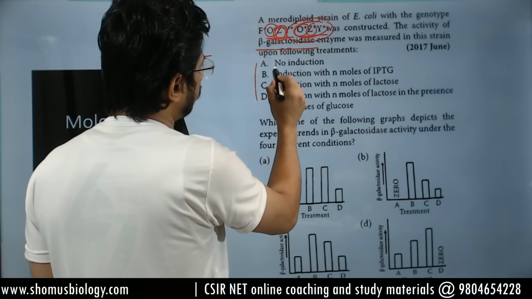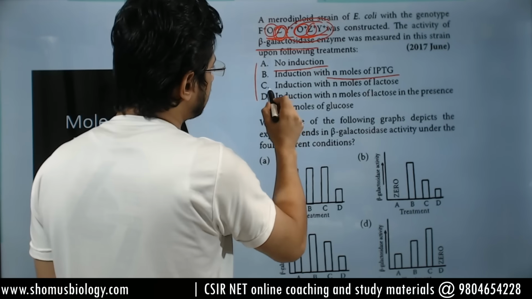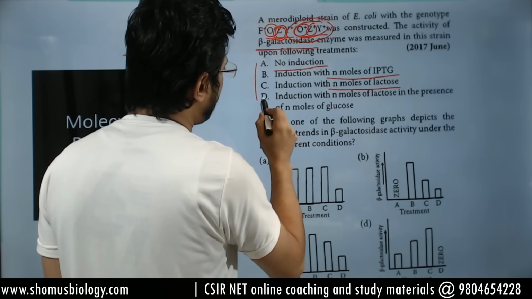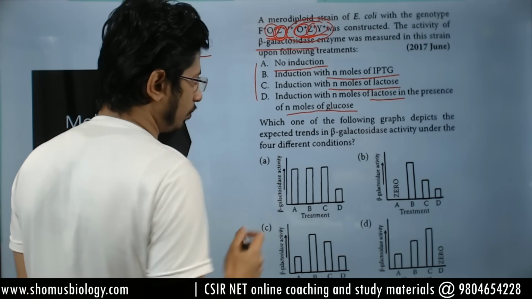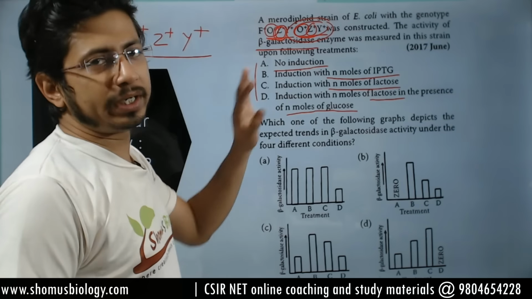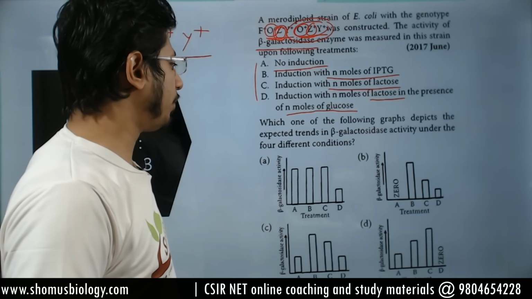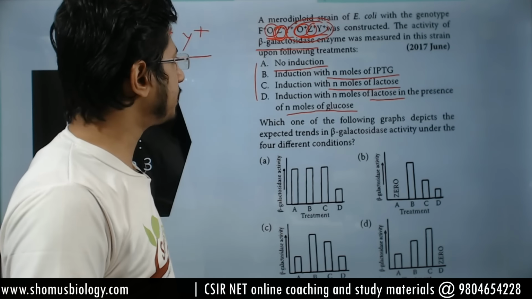One, A is the no induction, B is induction with n moles of IPTG, C is induction with n moles of lactose, and D is induction with n moles of lactose in presence of n moles of glucose. So what happens in these situations, let me tell you first. If there is no induction, then the lac operon will work as per normal rule.